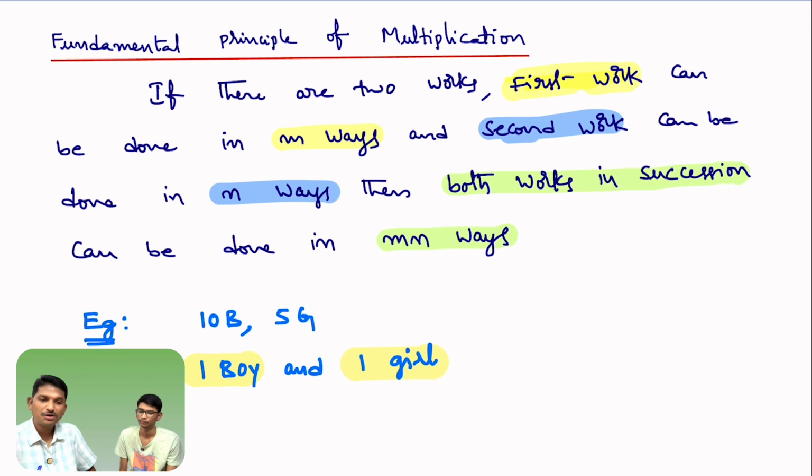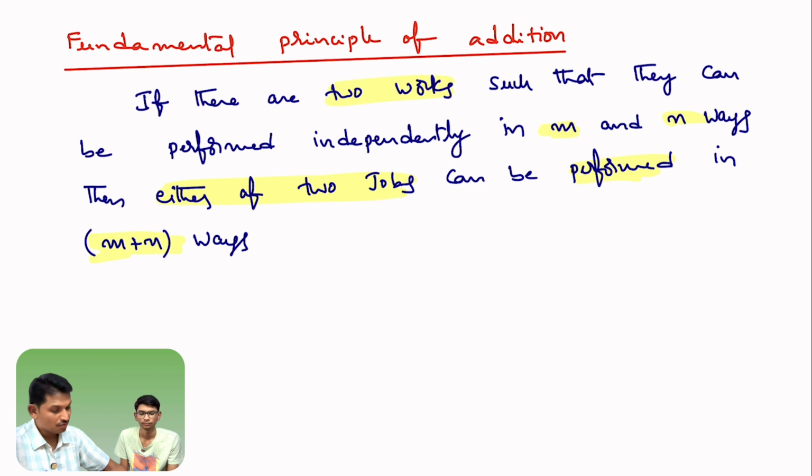In the fundamental principle of counting, there are 2 things. One is the fundamental principle of multiplication. Another one is the fundamental principle of addition. Now we will learn what the fundamental principle of addition is.